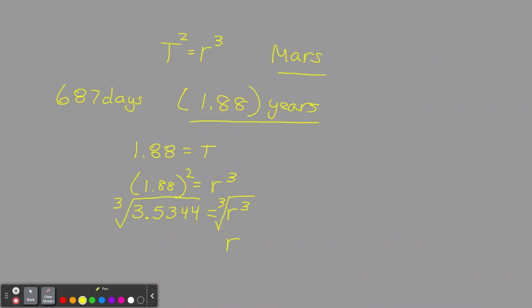What is the distance Mars is from the sun? Well, if you did this, if you want to pause the tape and get the answer, we know that it'll be about 1.52 equals R. And what is 1.52? 1.52 AU. And it makes sense, right? Because Mars is further out than Earth. All right, that's Kepler's third law.